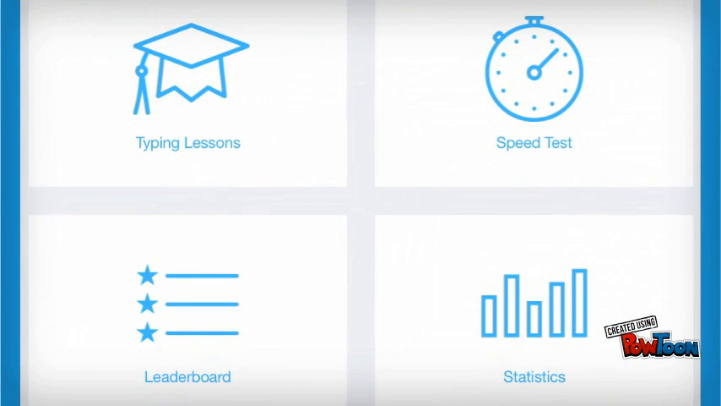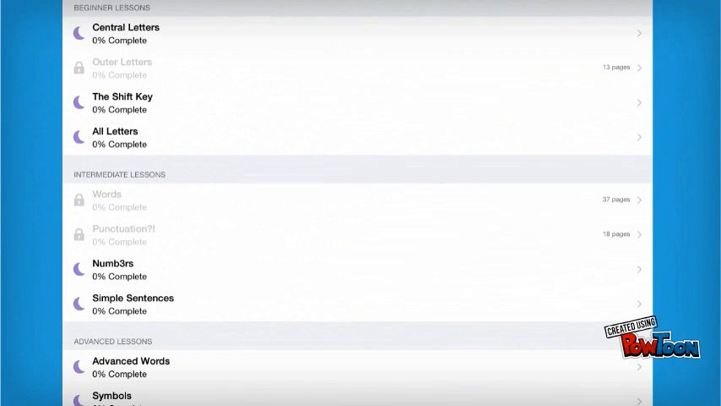So, the home screen of Tap Typing looks like this. There's the lesson section, speed test, leaderboard so students can compare themselves to others, which is a motivator, and statistics to see where students are making errors. So there are beginner lessons, intermediate lessons, advanced lessons, and then there's also extra credit, and there's usually an introductory how to get used to your iPad touchscreen keyboard.